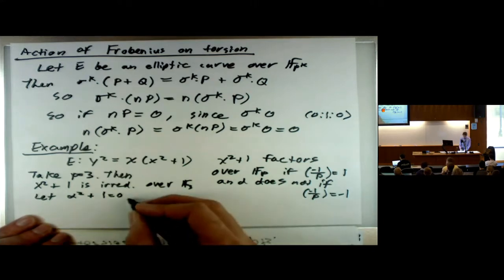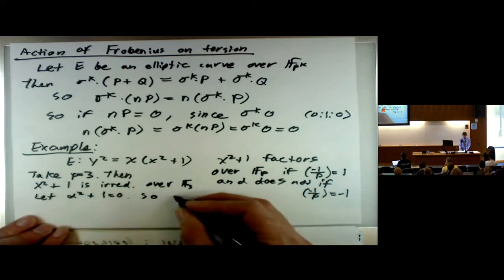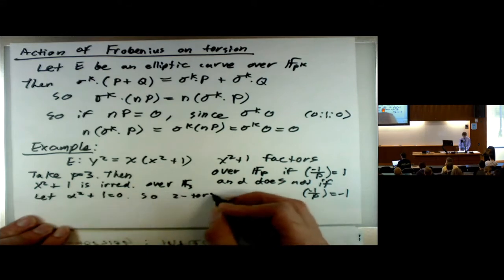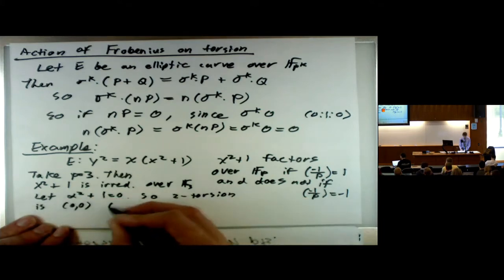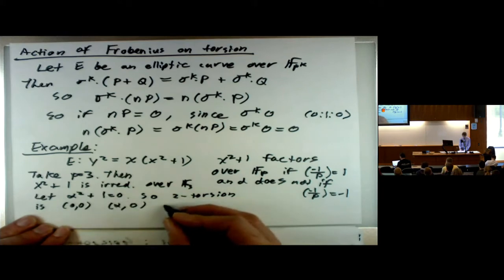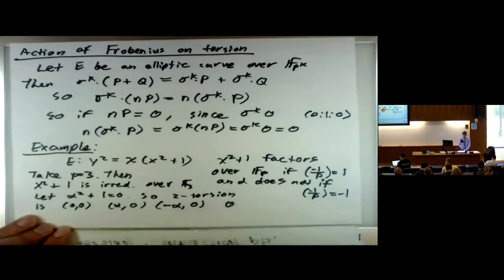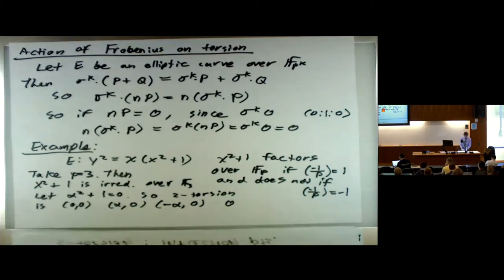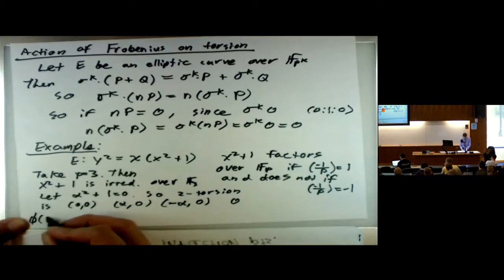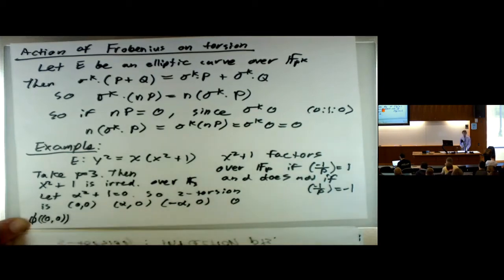So that means our 2-torsion is (0, 0), (alpha, 0), (minus alpha, 0), and the identity. And so we want to look at the action of Frobenius. Well, Frobenius acts trivially on that one, clearly. If you cube 0, you get 0.